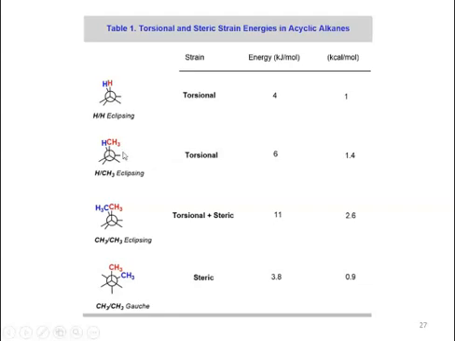Similarly, CH3H eclipsing is associated with torsional strain of 6 kilojoule per mole. CH3CH3 torsional plus steric strain is associated with an energy of 11 kilojoule per mole. See, it is supposed to be almost 2 times of the interaction between CH3H, which shows torsional strain of 6 kilojoule per mole, but here it is 11 when there is steric as well as torsional strain. When two CH3 groups are in gauche orientation, there will be only steric strain, and the energy associated with this interaction is 3.8 kilojoule per mole.